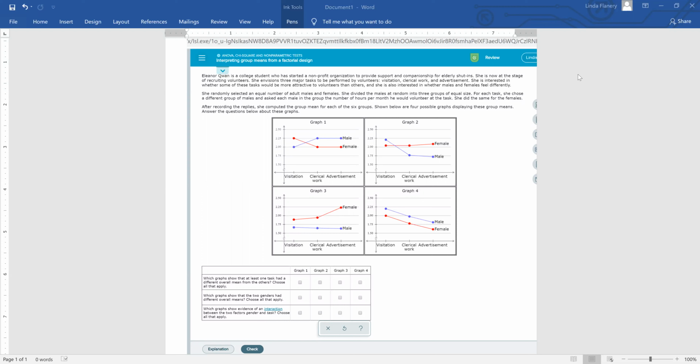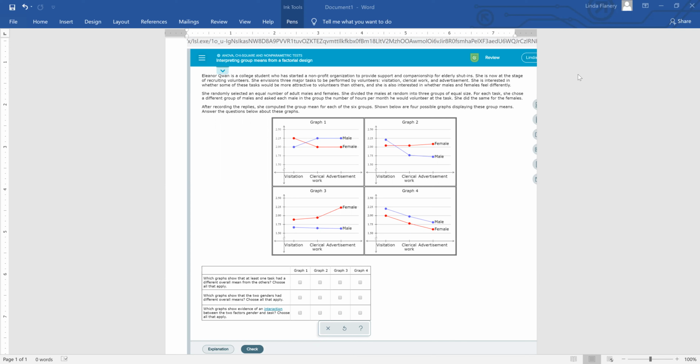She randomly selected an equal number of adults, males and females. She divided the males at random into 3 groups of equal size. For each task, she chose a different group of males and asked each male in the group the number of hours per month he would volunteer at the task. She did the same for the females. After recording the replies, she computed the group mean for each of the 6 groups. Shown below are the 4 possible graphs displaying these group means. Answer the questions below about these graphs.